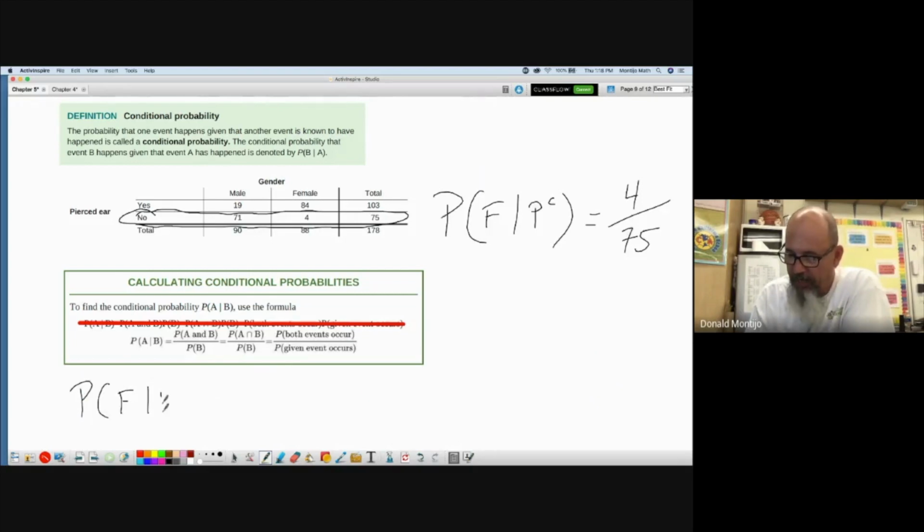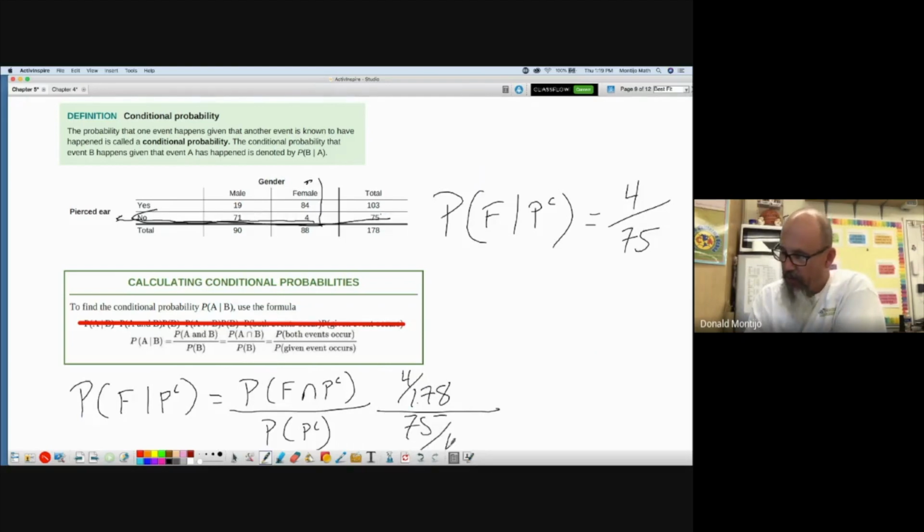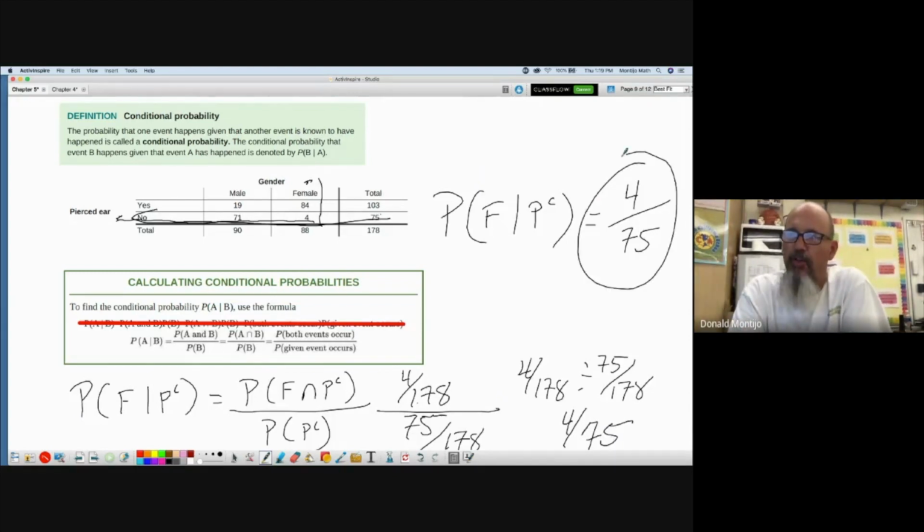Let's once again see how this formula works. The probability of female given that my ear is not pierced. So that's the probability of female and my ear is not pierced, divided by the probability that my ear is not pierced. So female and not pierced, that's 4 out of 178. The probability my ear is not pierced, that's 75 out of 178. Using our rules for dividing fractions once again, we have 4 over 178 divided by 75 over 178. Flip the back number upside down, the 178s cancel, and we're left with 4 over 75, which is what we knew the answer was going to be just from looking at the two-way table.